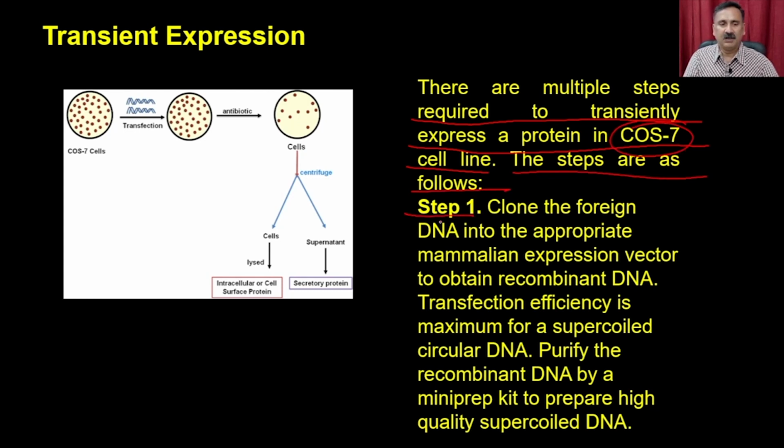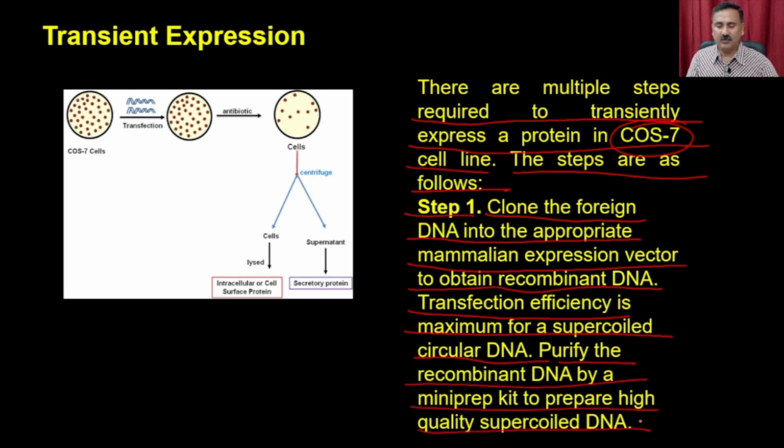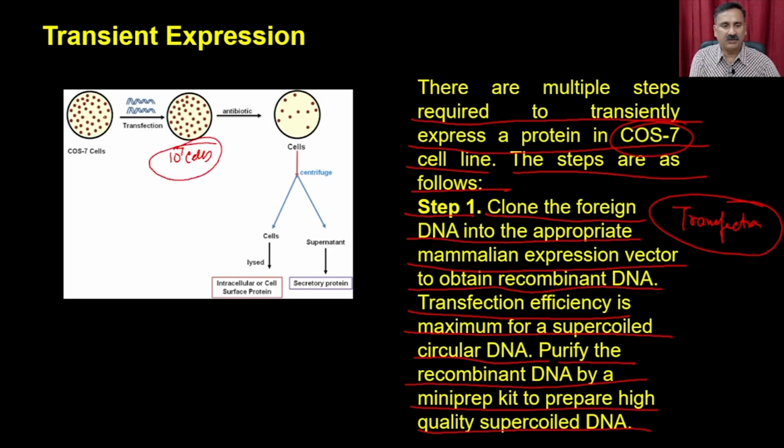In step 1, you are going to clone the foreign DNA into an appropriate mammalian expression vector to obtain the recombinant DNA. Transfection efficiency is maximum for supercoiled DNA. So you can purify the recombinant DNA with a mini prep kit to prepare high quality supercoiled DNA. In step 1, you do the cloning as well as the transfection. You first plate the uniform cells, right? You can plate 10 to the power 7 cells, and then you can do the transfection.